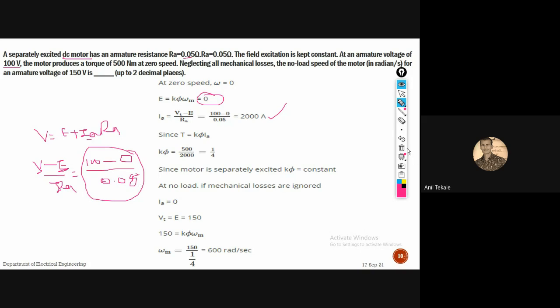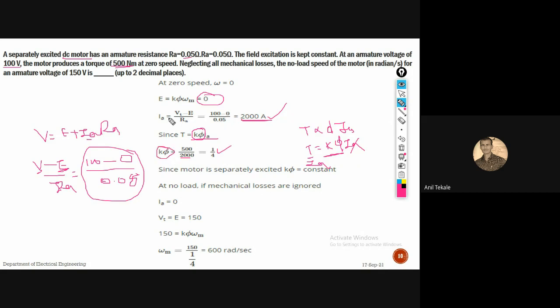Okay. Now, next stage. We know T is directly proportional to phi Ia, right? So we can write T is equal to K into phi Ia. Torque is given 500. So what we will do? We will calculate the value for K phi, because we have already calculated the Ia value. So K phi is equal to T divided by Ia. T value is 500 and armature current is 2000. So K phi will be equal to 1 by 4.